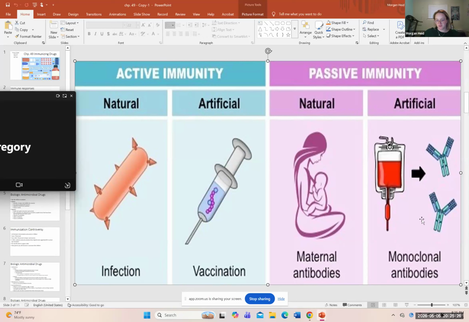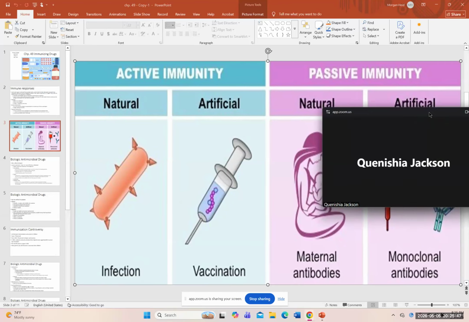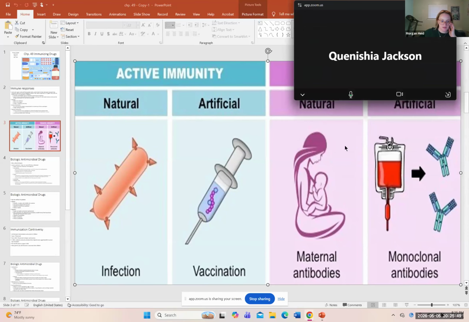Like again, using the COVID example, someone got COVID, they recovered from it, their body made antibodies naturally, and then they donated the antibodies and they gave them to me. Okay. Does this make sense? Yes. Okay. So make sure we're aware of that.